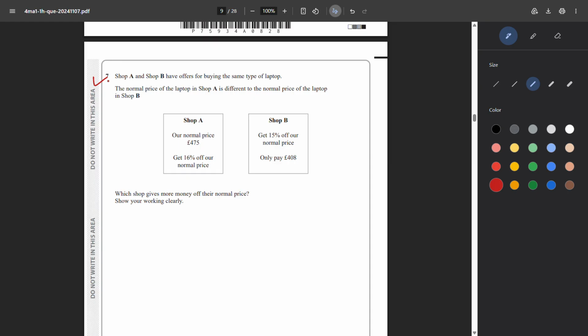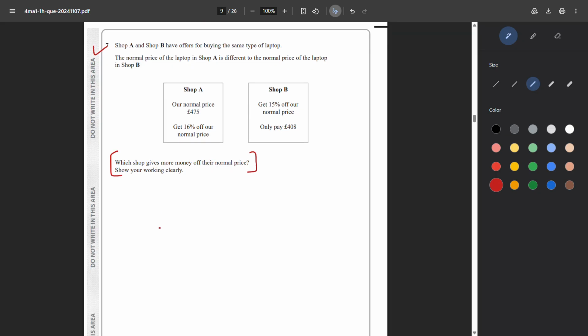Let's move to question number 7. In question number 7, they have mentioned that shop A and shop B have offers for buying the same type of laptop. The normal price of the laptop in shop A is different than in shop B. You can see the question here: which shop gives more money off the normal price? That is what you have to find, right?